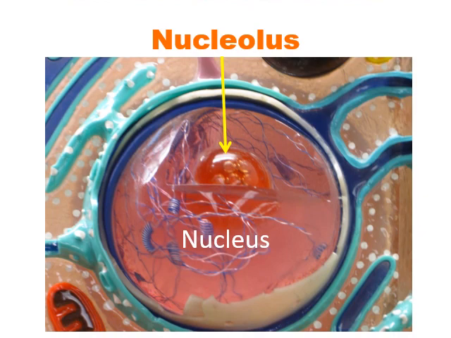Inside the nucleus is an organelle called the nucleolus, shown here in orange. The nucleolus of the nucleus is the site where ribosome subunits are assembled before they're shipped to the cytoplasm where they will manufacture proteins.